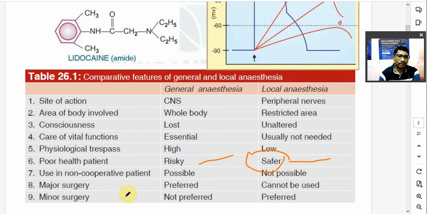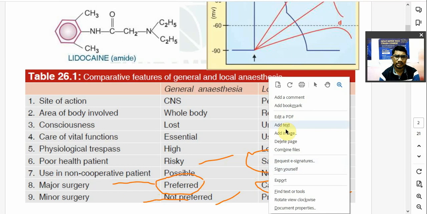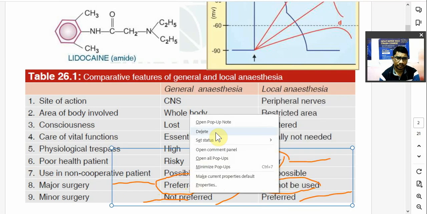Now, in case of major surgery, if you have to do a very big operation, then general anesthetic drugs are preferred. For major surgery, local anesthetics are not required, but they can be used for minor surgery. Obviously, general anesthetics are not used for minor surgery, but local anesthetics are used for minor surgery. So this is the basic difference between local anesthesia and general anesthesia.